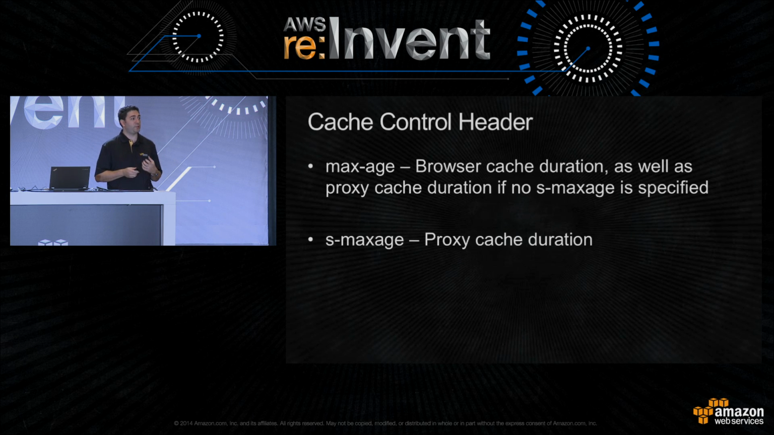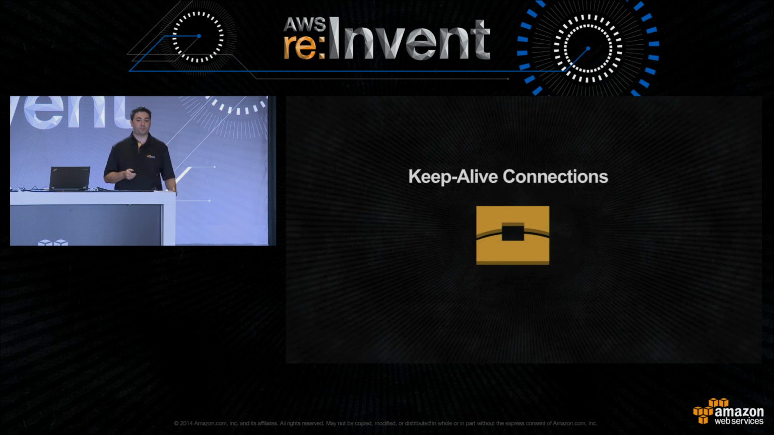So this is very important to understand. You may want to have a 0 for max age and an smax age of 300. That's one thing you might want to do if you want to take out the variability associated with maybe browser caches. But again, browser caches are important. So I just want to make sure that's something that you're aware of.